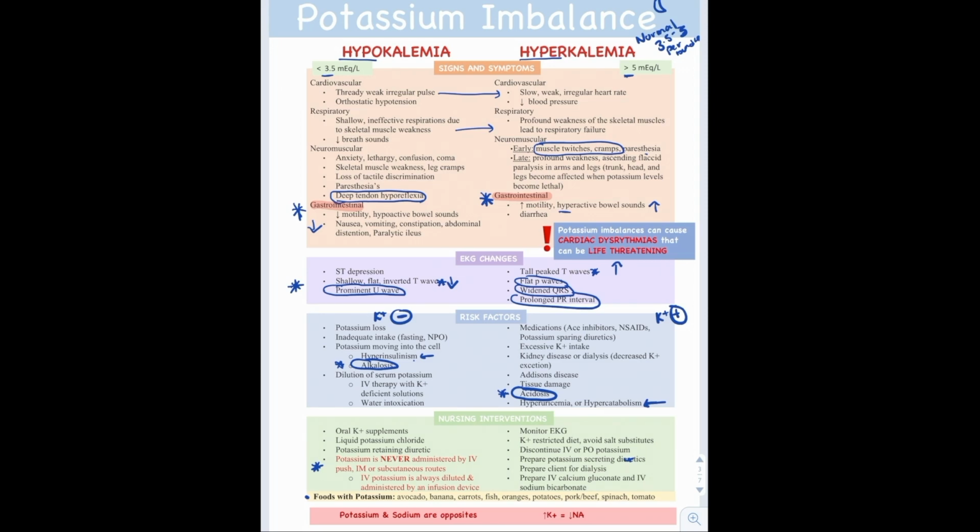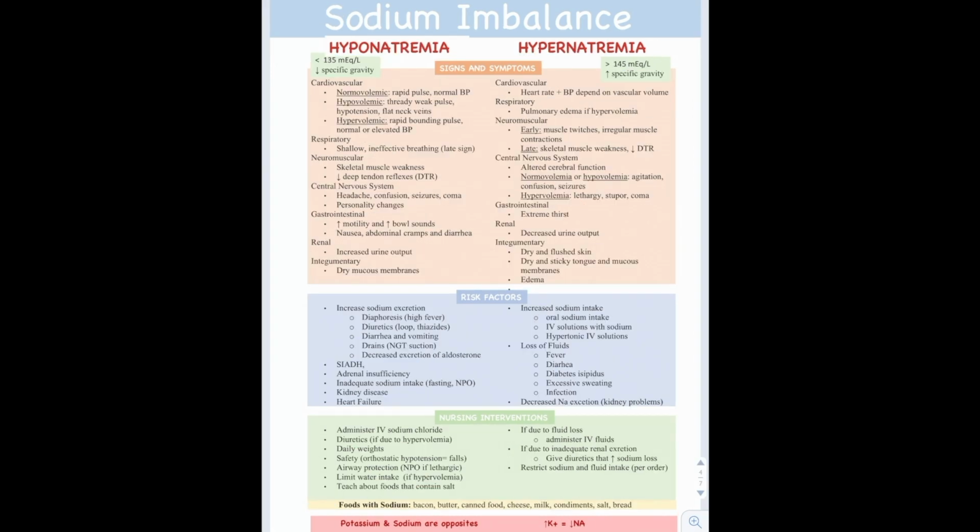And also just remember that potassium and sodium are the opposite. And when we talk about sodium, you will see that more. The signs and symptoms are reversed. Okay, now let's talk about a sodium imbalance. So we're going to talk about hyponatremia, which is a low sodium, less than 135, and hypernatremia, which is greater than 145. When we have hyponatremia, we're going to see low specific gravity, and when we have hypernatremia, we're going to see high specific gravity.